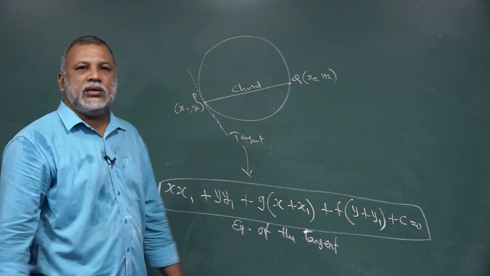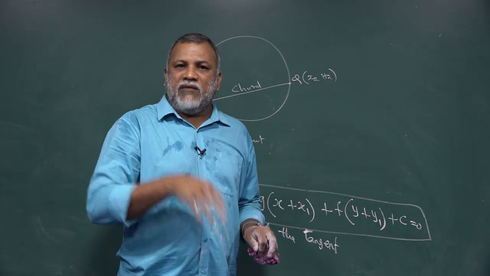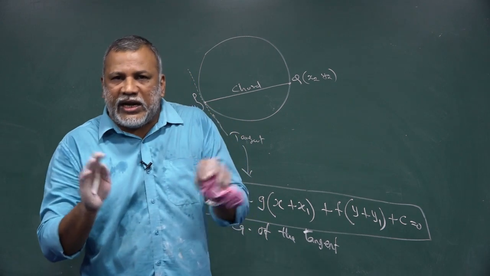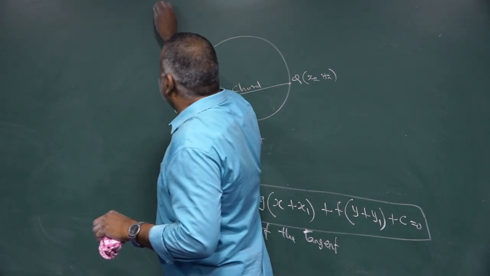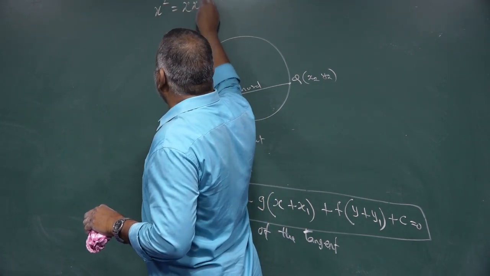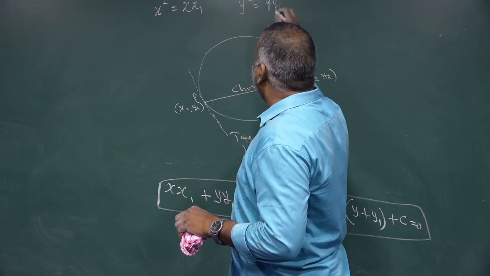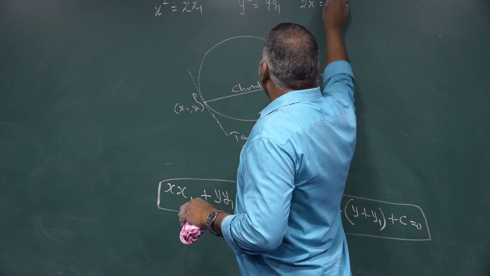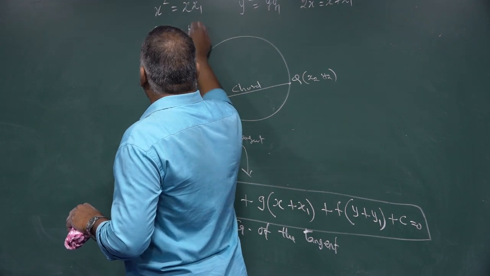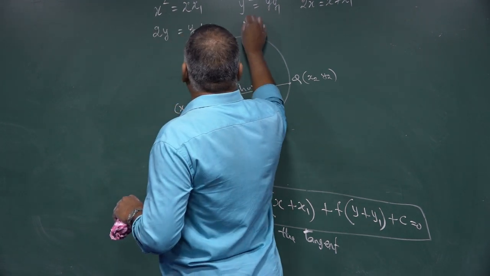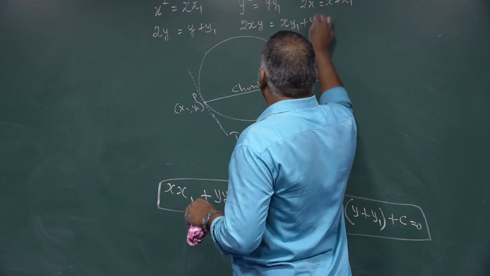This is the derivation. This is the equation of the tangent. But initially, before this, when we were working out the problem, I gave an idea. What is the idea? In the equation of the tangent, replace x squared with xx1, y squared with yy1, 2x with x plus x1, 2y with y plus y1, and 2xy with xy1 plus yx1.